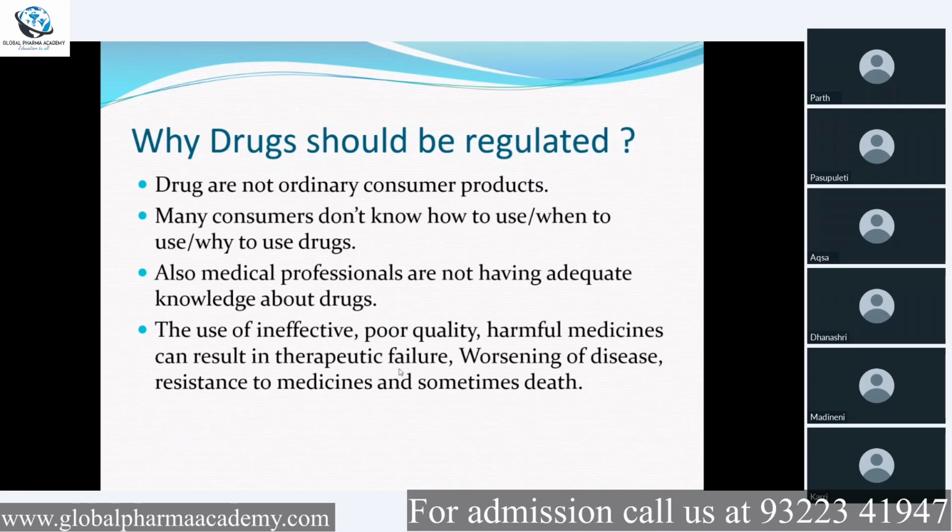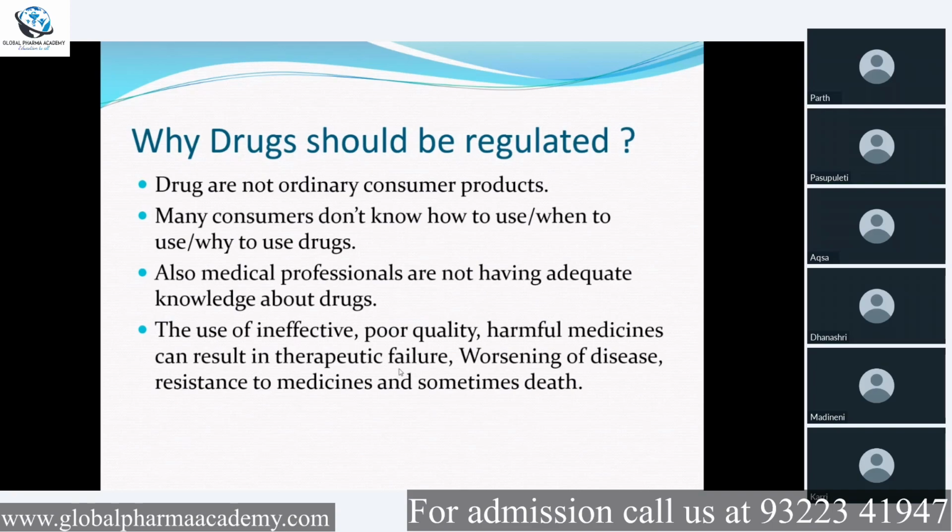Due to this, the medical professionals are not aware of the excipients used while formulating that medicine. So this information should be given on the carton so that medical professionals are aware of it. This is also covered while regulating the medicines.